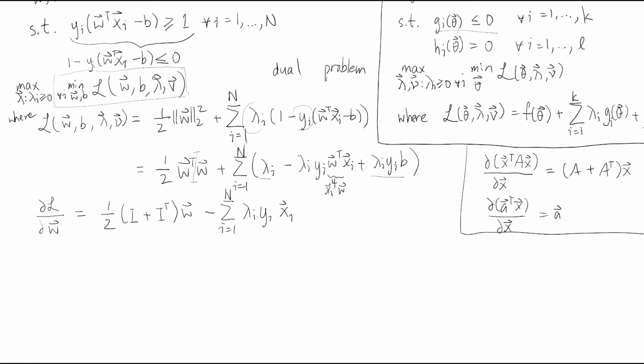Okay. So now we're going to set this to 0 and also simplify the right side. We know that identity and identity transpose are the same. So this is really 2 identity, and then the 2's cancel, and the identity times W will just be W minus the summation from I equals 1 to n of lambda I yi xi, and the whole thing must be 0. So then we have W must be equal to this summation. Okay, so this is basically the W at the critical point.